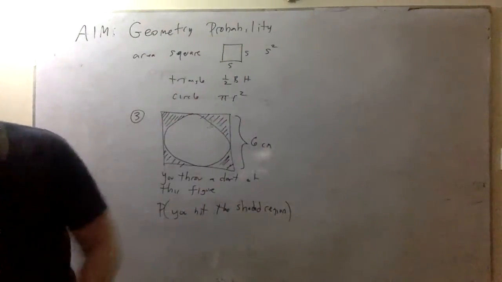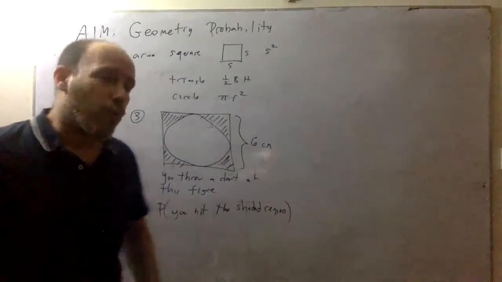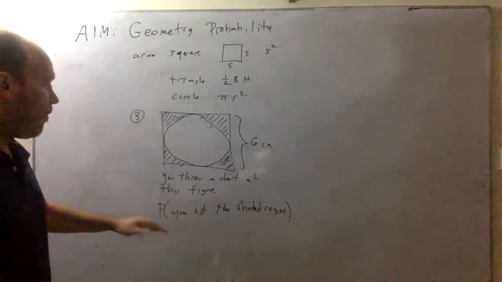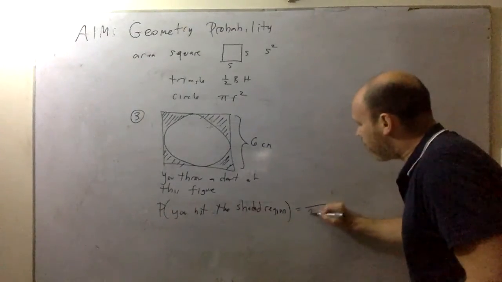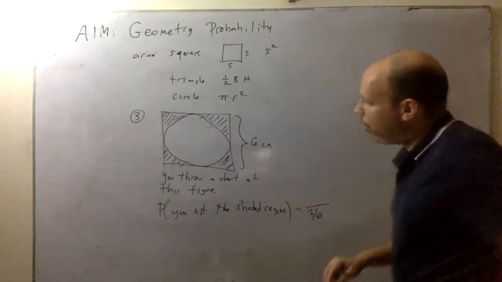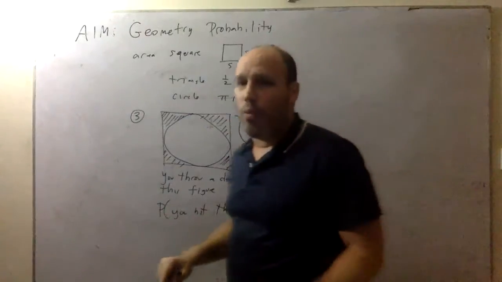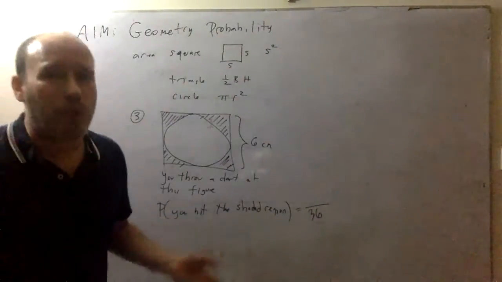Well, once again, it's part over whole. So what's the part we're looking at? Well, the whole thing, we know the area is 36. How do we find the shaded region? Well, it's a weird shape. We never learned about it.